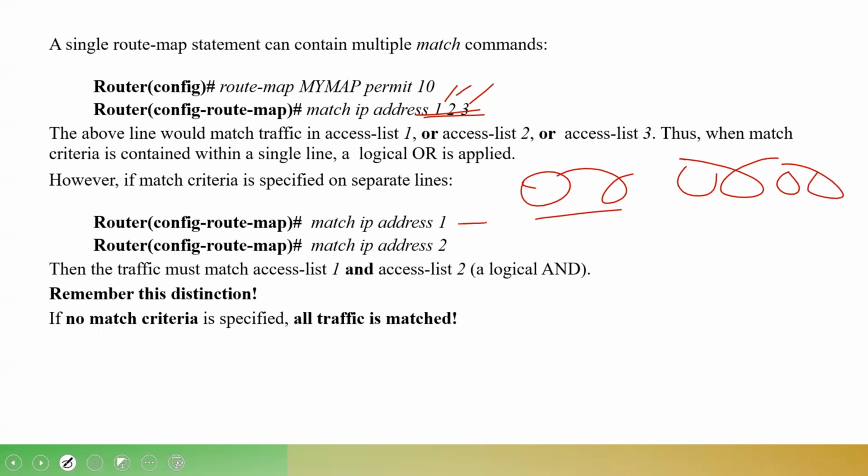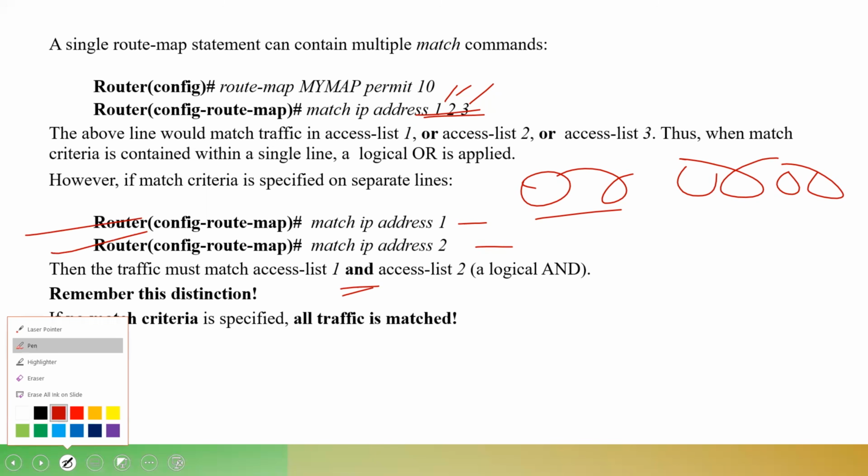Now, if you give the match statements line by line, so line 1, line 2, line 3, like that, this will match the AND condition. We know what the use of OR and AND is. OR means either this or this or this. AND means everything has to match. That's the AND condition. Okay.